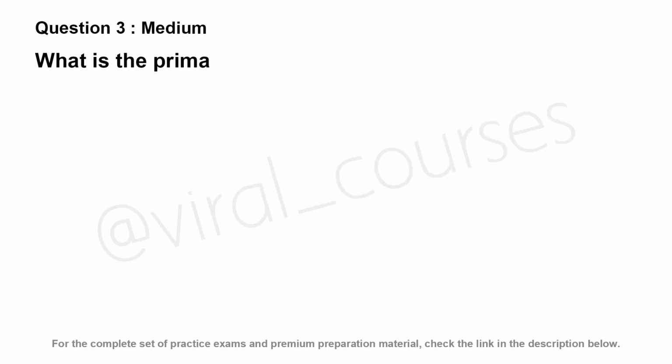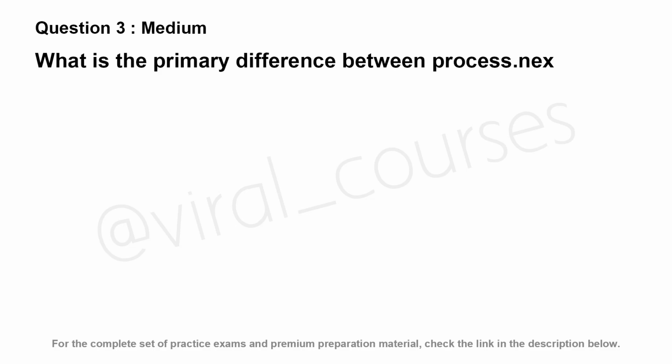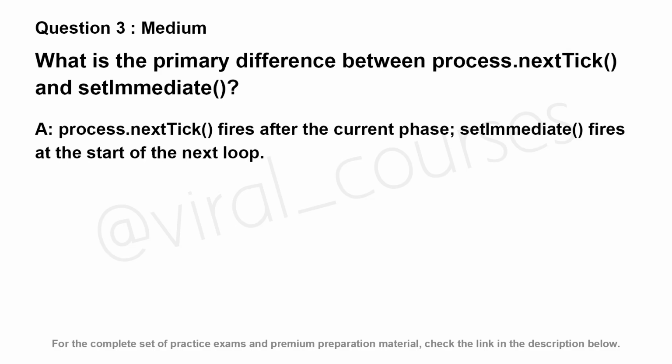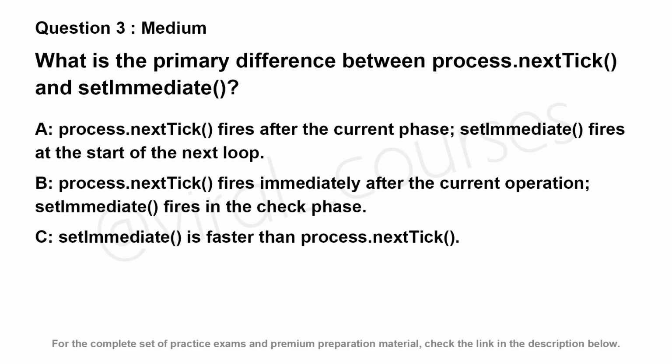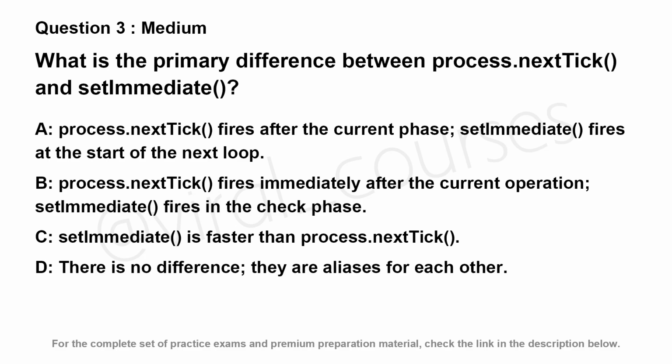What is the primary difference between process.nextTick and setImmediate? Option A, process.nextTick fires after the current phase. setImmediate fires at the start of the next loop. Option B, process.nextTick fires immediately after the current operation. setImmediate fires in the check phase. Option C, setImmediate is faster than process.nextTick. Option D, there is no difference. They are aliases for each other.